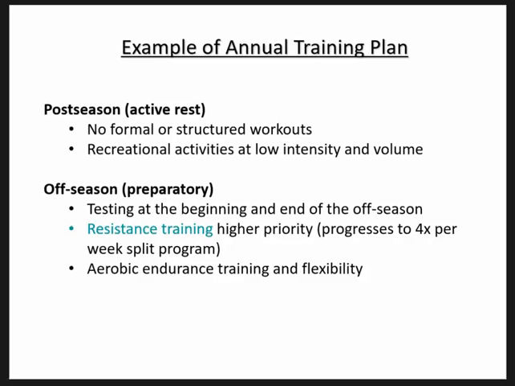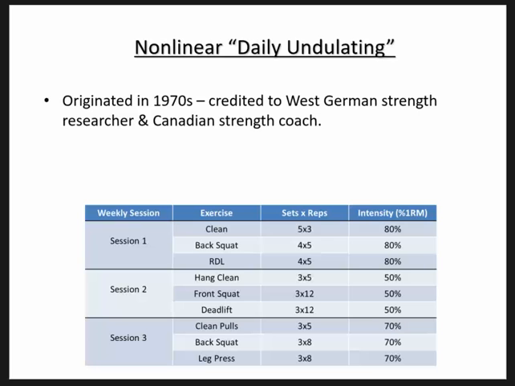So we would do testing, like 1RM testing at the beginning and end of the off season. Resistance training is our highest priority here, 4 times per week. It says we're using split routines and then doing a lot of aerobic endurance training to build back up that base of fitness. So yeah, that is our linear model. Watch the video under assignments about how to complete the assignment if you're interested in using the linear model. But we're going to move on to the nonlinear model.